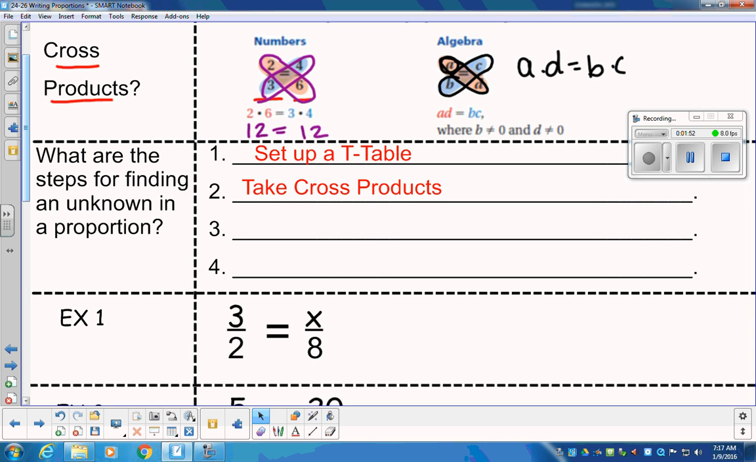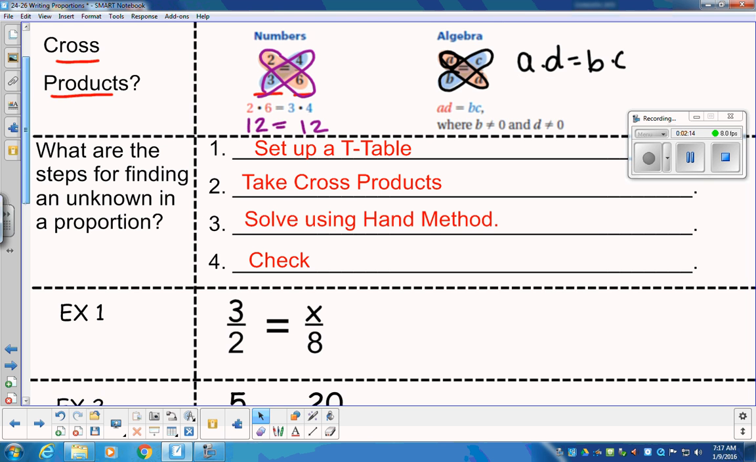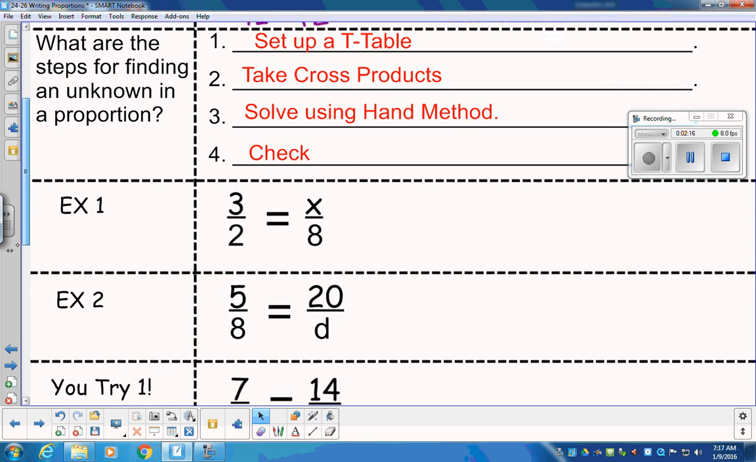After we take cross products, we're going to do what we call solve using hand method. Now you're familiar with the hand method. We're going to solve for the unknown. And finally, as always, in step 4, we are going to check our work to make sure that it makes sense. Does everything seem legit? So those are our 4 steps for finding an unknown value in a proportion. We're going to use those 4 steps as we work in example 1.